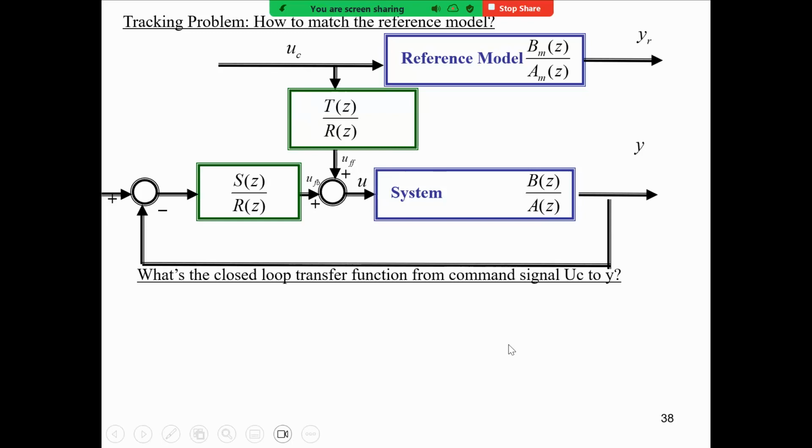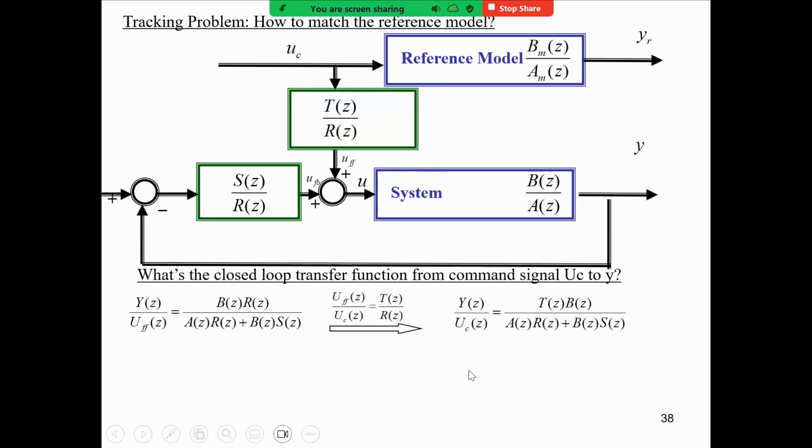Okay, now let's try to solve the perfect match problem. We also want to match the reference model completely. Now let's look at the transfer function again. We get the transfer function from the feed-forward control signal to the output. And then we get the transfer function from the command signal to the output, multiplied by T over R.